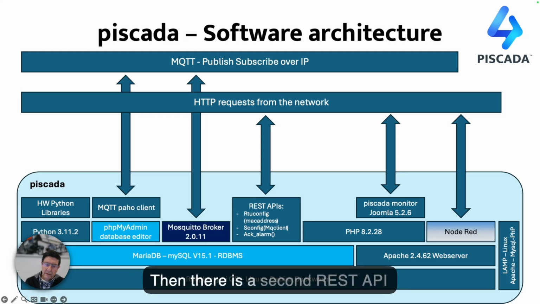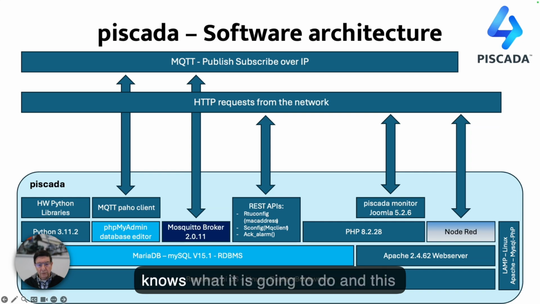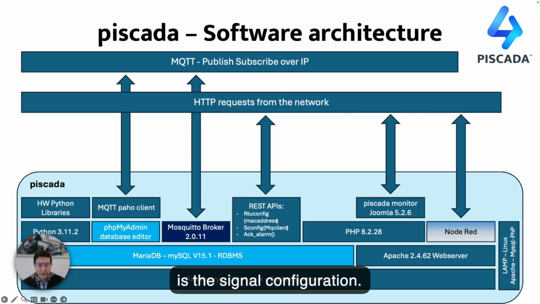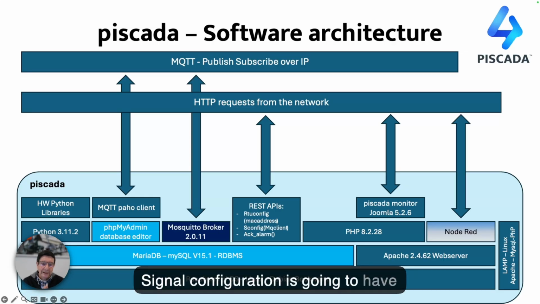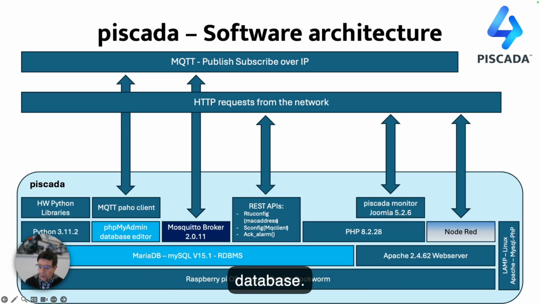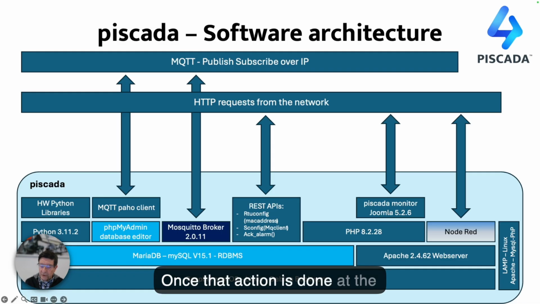Then there's a second REST API that is called by the RTU once he knows what it's going to do, and this is the signal configuration. Signal configuration is going to have the detail of all the I/O that particular RTU is going to be using, and this is also stored in the relational database. Once that action is done at the beginning of the booting of the RTU, then the RTU starts running on its own.